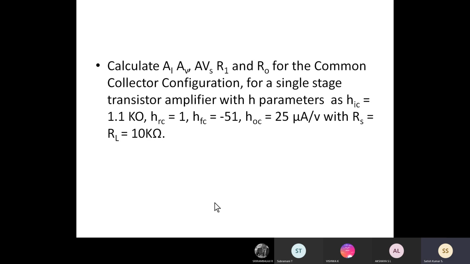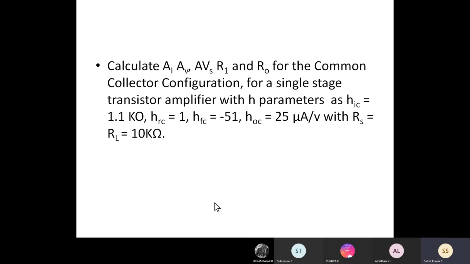Okay, they are using a transistor whose parameter values are given. HIC, because it is common collector, that's why they are using the term HIC. The last term we need not worry about. We have to know only HI. HI is 1.1 kilo ohm. HR is 1. HFC is 51, minus 51. H naught is 25 microampere per volt. Microampere means 25 into 10 to the power of minus 6. We remember. And they also gave RS, source resistance, and load resistance, because only one stage is there. That's why they gave source and load resistance as 10 kilo ohm.